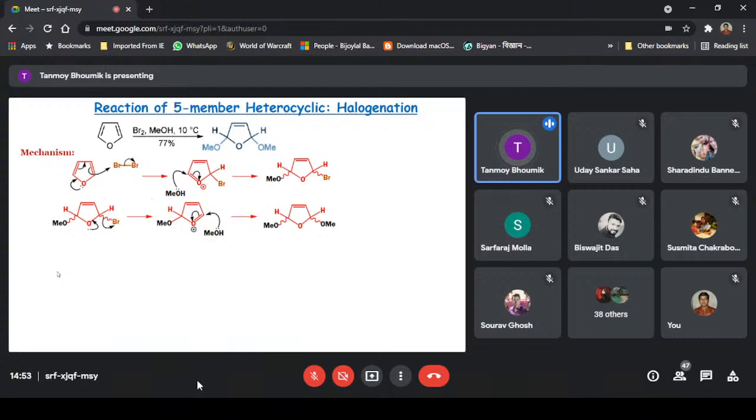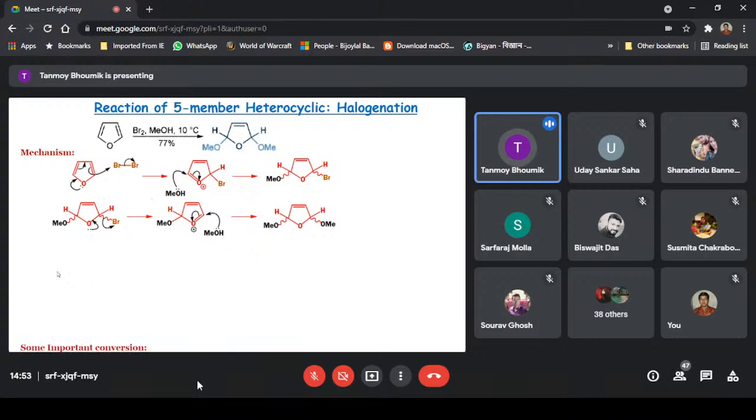The mechanism is that first bromine is added to this furan ring or pyrrole ring, and after that this furan ring will be breaking down by the substitution reaction of this nucleophile. So this type of reaction is known as a nucleophilic substitution reaction.